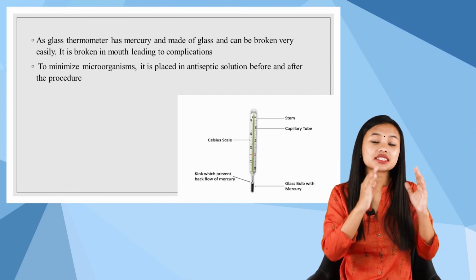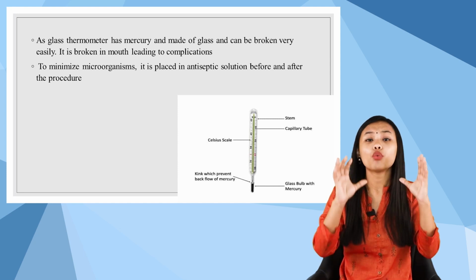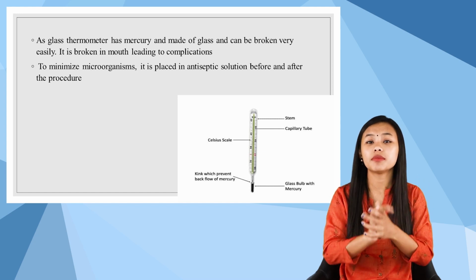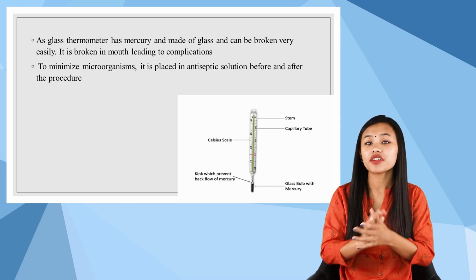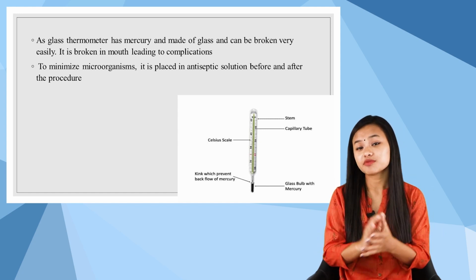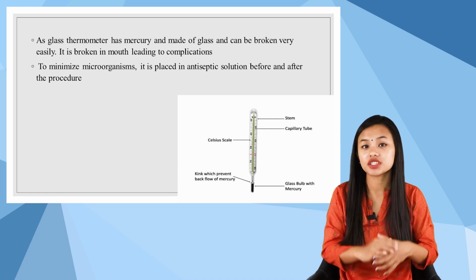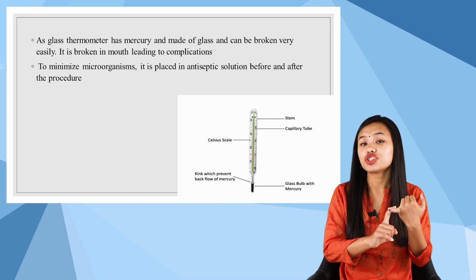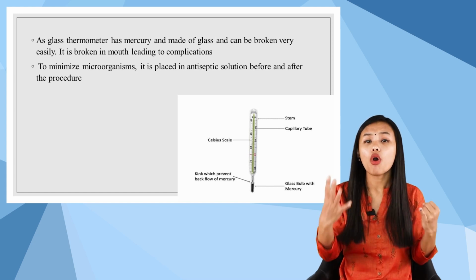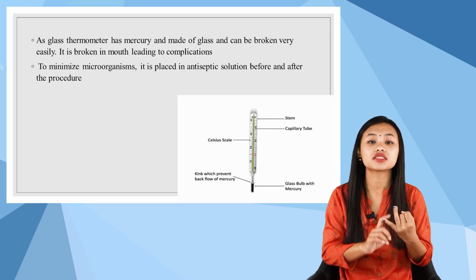As I've said, this glass mercury thermometer consists of mercury inside it, right? With the stem and the bulb made of glass. So that is why this can be broken very easily. And if this glass mercury thermometer is broken inside the mouth, then certain complications can occur. It can lead to mercury poisoning in case the mercury has been ingested, or it can also lead to tissue injury from the glass.